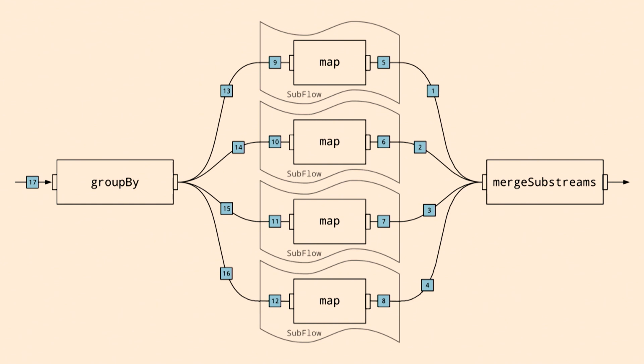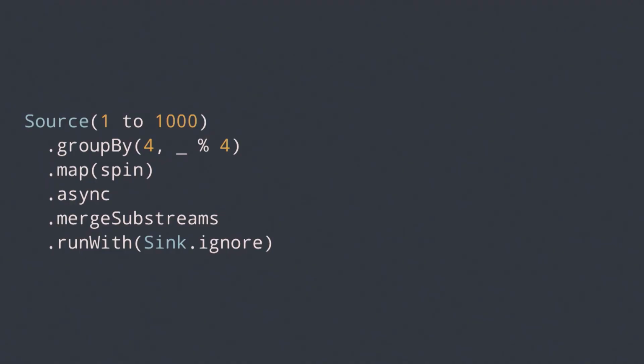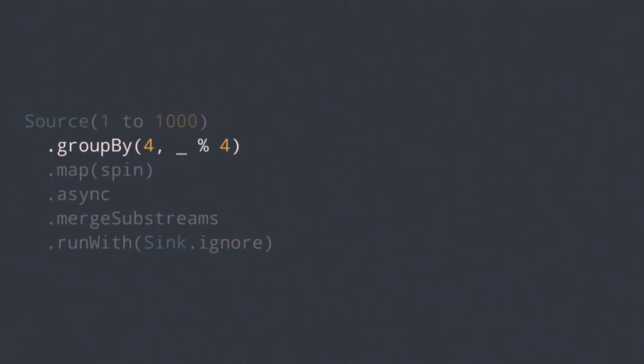What it looks like in code is a group by element that takes a partitioning function similar to the partition we already saw. Then it wastes some time, wastes some CPU in a map stage. It's equally important to insert asynchronous boundaries here. Otherwise, the substreams will not execute in parallel. And then substreams are completed by attaching them to a common sink or by merging them back together. And this example uses merge substreams to merge them back together.